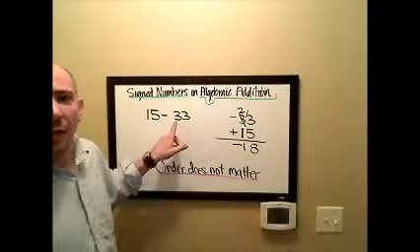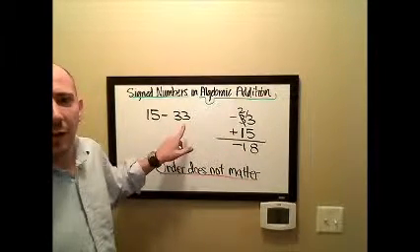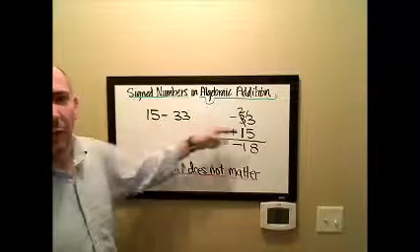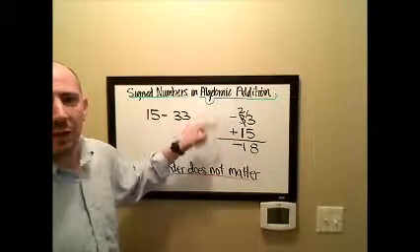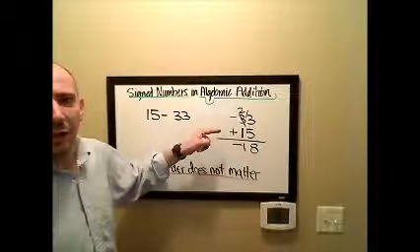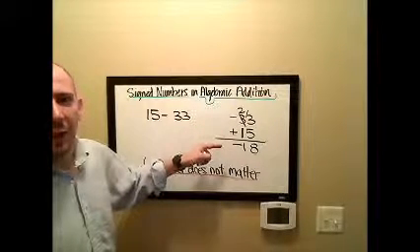Just remember, the order doesn't matter. I can switch it around. I'm going to start at negative 33, and then I'm going to go 15 in that direction. Just what I did right here. Negative 33, and then 15 in that direction leaves me at negative 18.